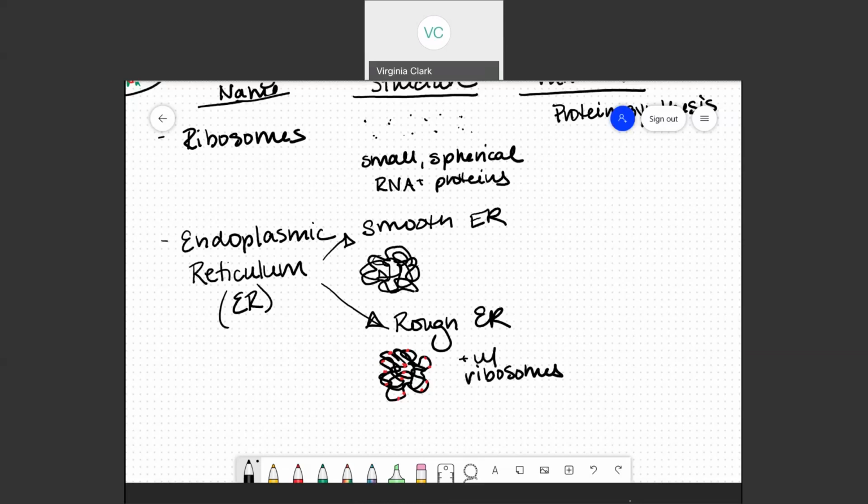So that's the structure. What is the function? The smooth ER is responsible for steroid and lipid synthesis. So steroids and fat synthesis. Whereas your rough ER that has your ribosomes is going to be storage and transport of proteins.